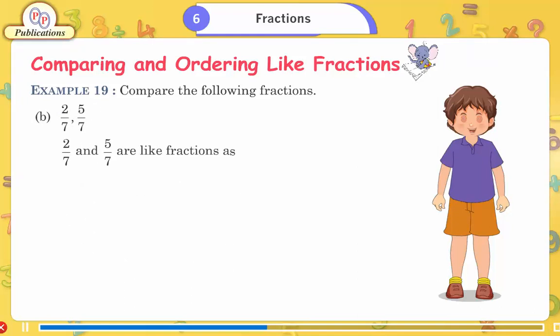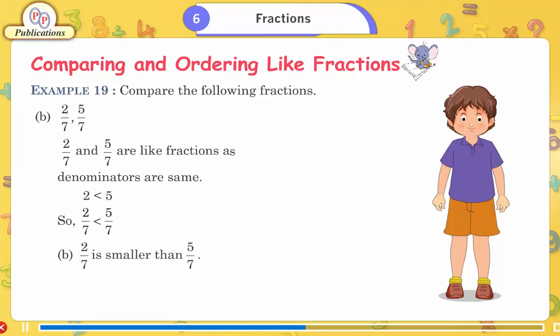B. 2 upon 7, 5 upon 7. 2 upon 7 and 5 upon 7 are like fractions as denominators are same. 2 is smaller than 5. So, 2 upon 7 is smaller than 5 upon 7. Answer: 2 upon 7 is smaller than 5 upon 7.